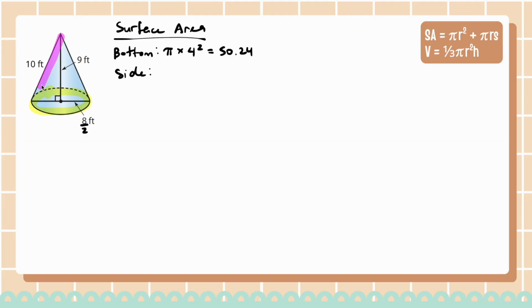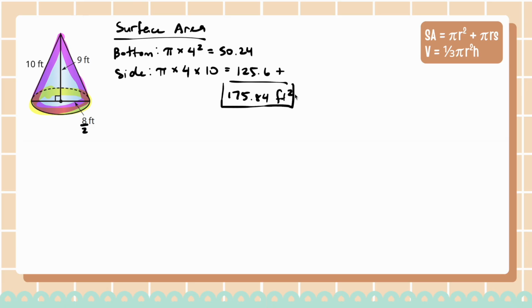Now let's move on to solving for this side part that wraps all the way around the cone. So remember for that, that's going to be pi times our r, which in this case is 4, times our slant, which in this case is going to be 10. All of this multiplied is going to get me 125.6. If I add up both of my sides, I'm going to get a total of 175.84. And my units are feet squared. So that's the surface area.